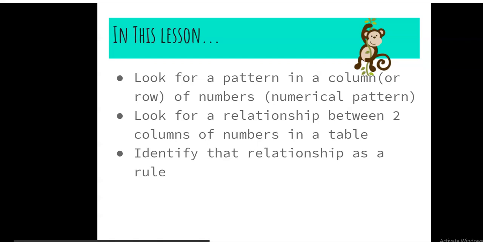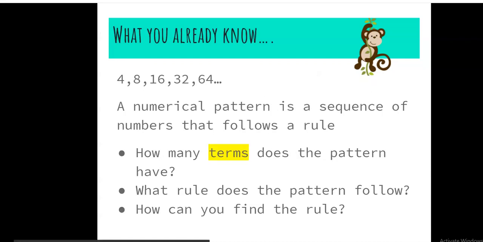Next, you're going to look for a relationship between the numbers in those two columns that are recorded in a table. And then you're going to study those numbers and identify a relationship between the corresponding numbers and decide on a rule that it follows. Now let's think about what you already know. Here we have an example to guide us through.